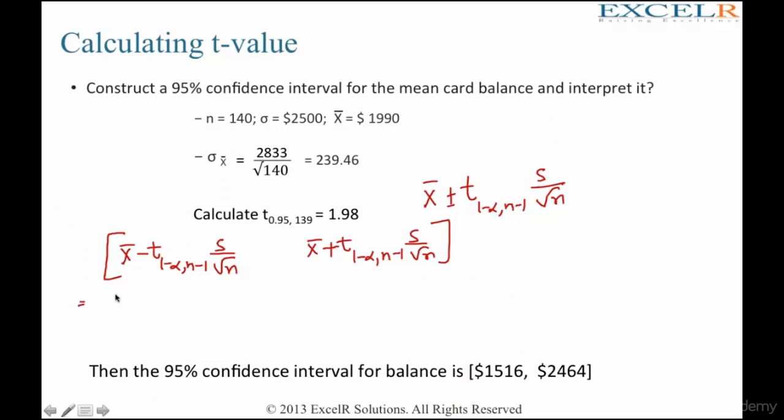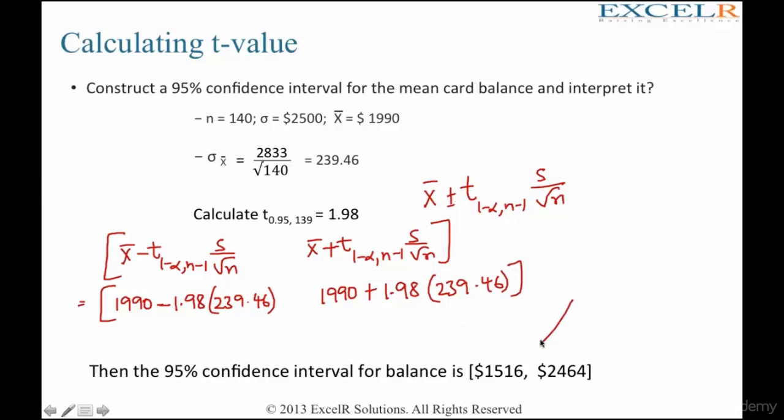If you want to expand this, x bar is $1990, so it is 1990 minus t 1 minus alpha, n minus 1, which is 1.98, and s over square root n is 239.46. And here you have x bar, which is 1990 plus t 1 minus alpha, n minus 1, which is 1.98, multiplied with 239.46. You get some value. I'm assuming that it should be equivalent to this.